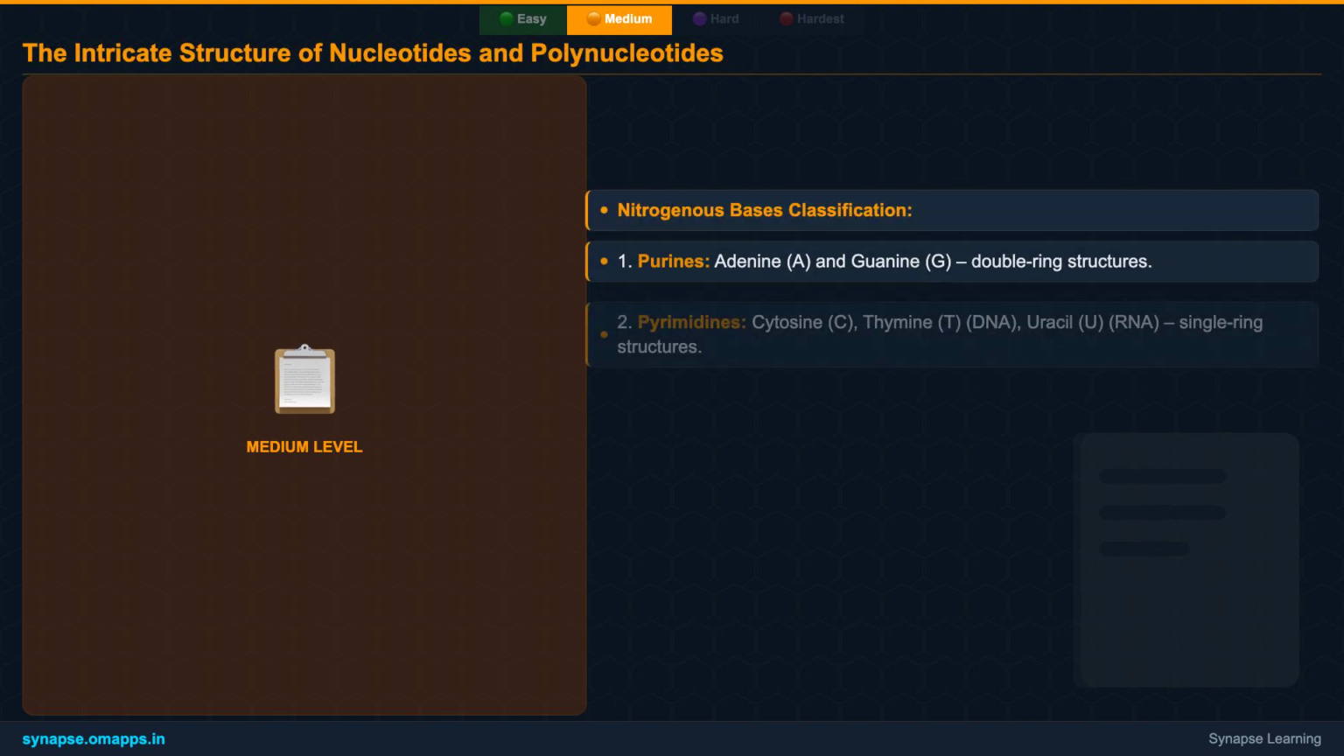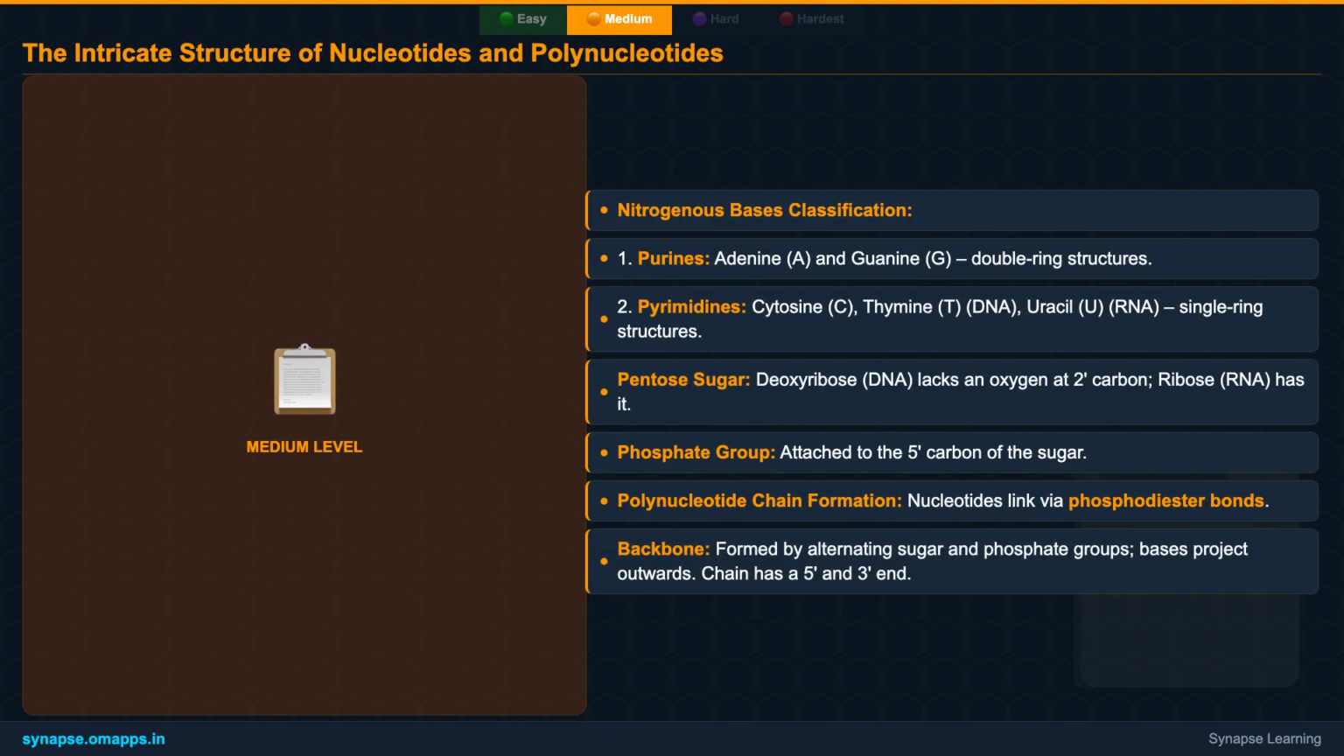Let's break down the nucleotide structure even further. The nitrogenous bases come in two forms: purines, which are double-ring structures like adenine and guanine, and pyrimidines, which are single-ring structures like cytosine, thymine, and uracil. The pentose sugar is either deoxyribose in DNA or ribose in RNA, differing by just one oxygen atom. The phosphate group then links these units. These individual nucleotides join together through special phosphodiester bonds, forming long polynucleotide chains that have a distinct 5' and 3' end, creating the backbone of our genetic material.